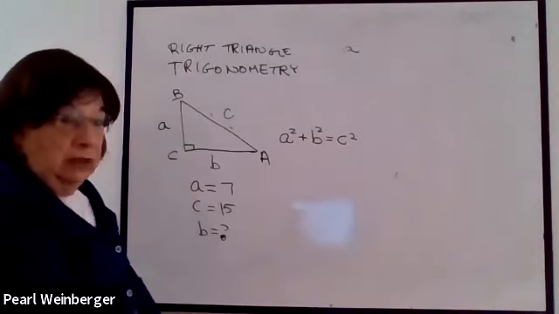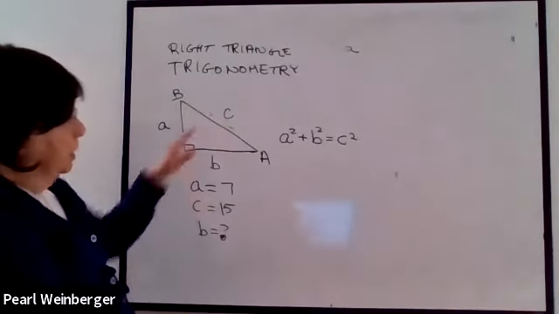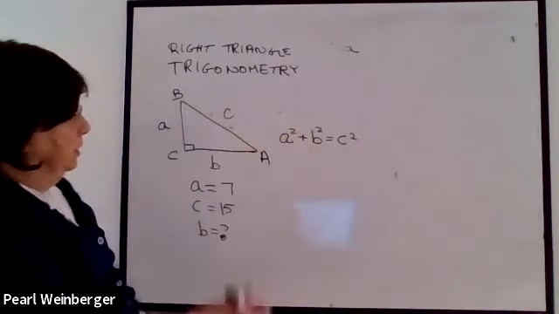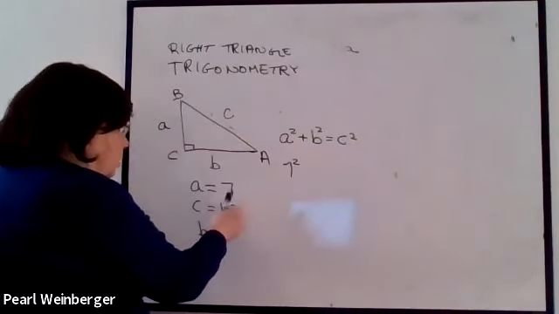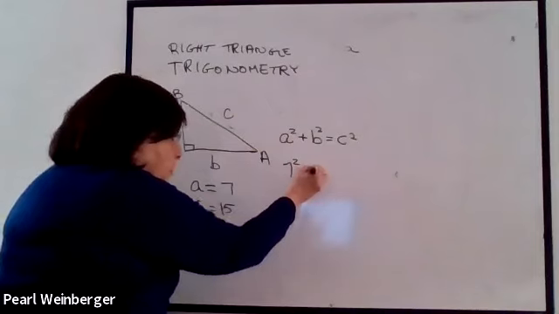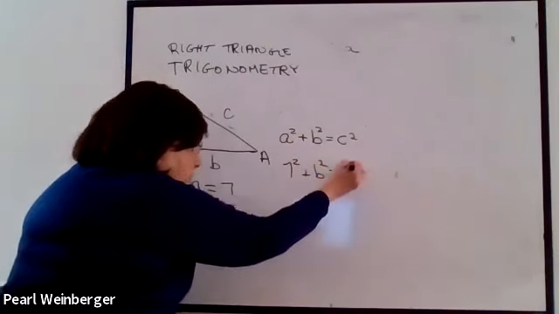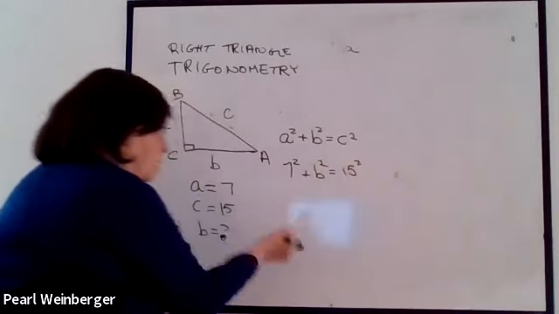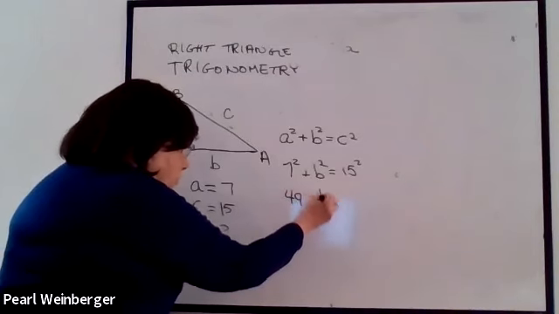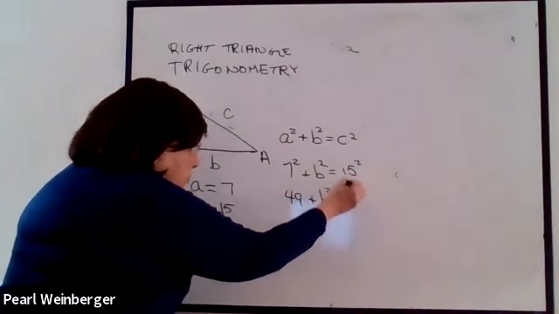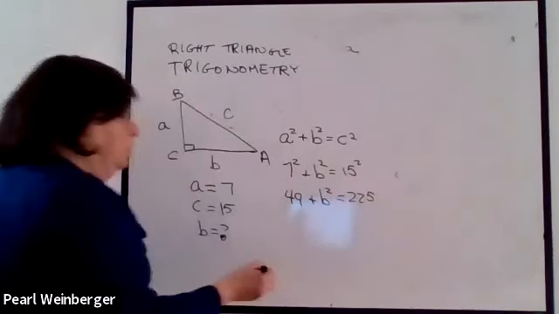if you have two sides of the right triangle, you can always figure out the third side by doing this: a squared plus b squared equals c squared. So in this case, we would do 7 squared plus B squared, since I don't know B and that's what I'm looking for, equals C squared, 15 squared. And 7 squared is 49 plus B squared equals 225, which is 15 squared.